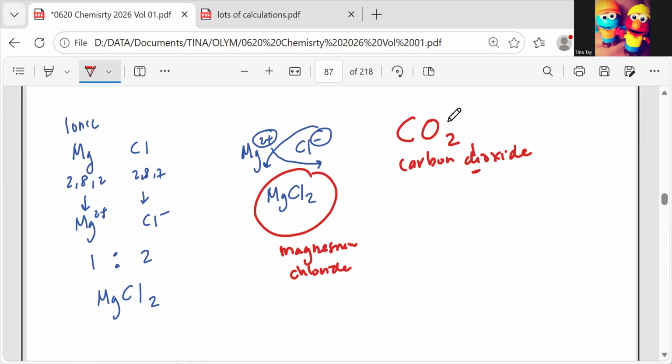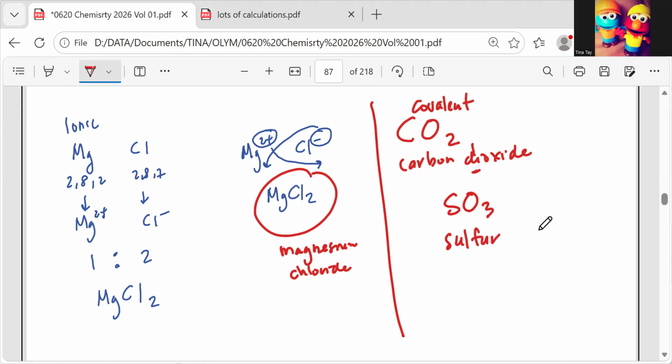CO2 is covalent or ionic? Covalent. Okay? So for covalent, we have to put di, tri, mono. Get it? So for example, if it's SO3, is this covalent or ionic? Covalent. How do I know it's covalent? Non-metal and non-metal. So this one I will call it sulfur trioxide. Okay? But for ionic, I cannot simply put di, tri. Okay?